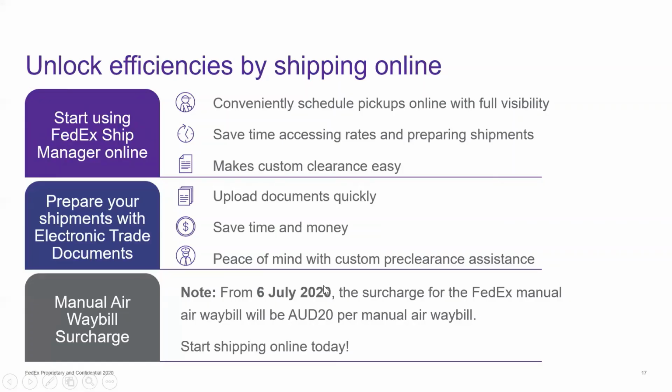All right, so just to recap, in today's session, we have learned that there are efficiencies to be unlocked by shipping online. Some of the key takeaways are being shared on the screen now. Start using FedEx Ship Manager online to conveniently schedule your pickups online with full visibility. Start using it to save time accessing rates and preparing shipments, and it also makes customs clearance easy. We've also learned from Mark to start preparing your shipments with electronic trade documents. This enables you to upload your documents quickly, save time and money in the process, and also provides you with peace of mind with customs pre-clearance assistance.